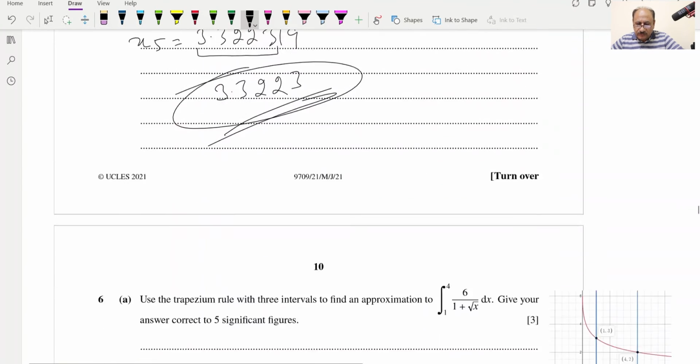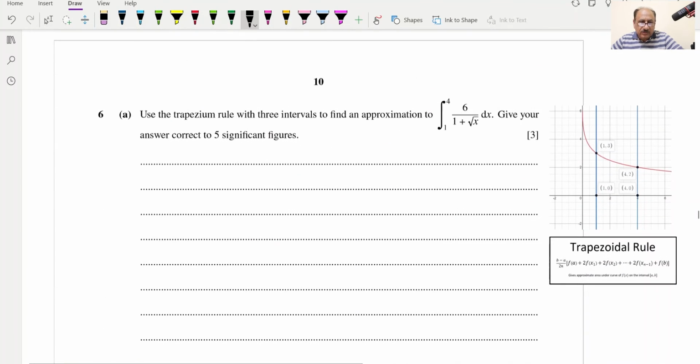Hopefully you understood this. Now question number 6 is an interesting question, and this says: a part, use the trapezium rule with 3 intervals to find an approximation to the integral from 1 to 4 of this one, dx. Give your answer correct to 5 significant figures. And again, this section is an explanatory section, which I have inserted, and it's not part of the question paper, and this part is 3 marks.